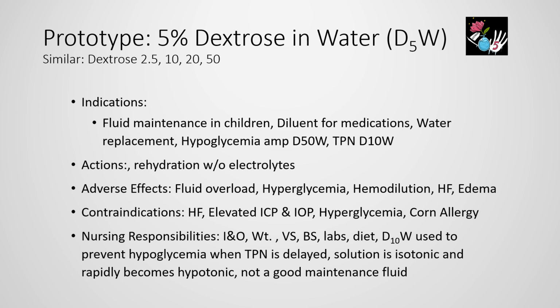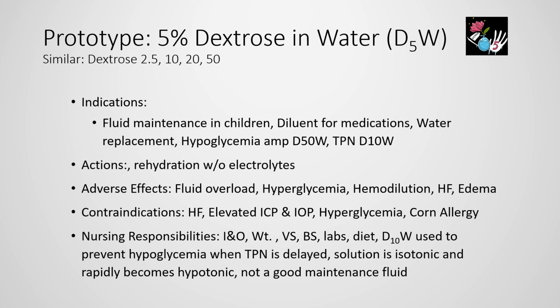As mentioned, the most common reason for using a mini bag of 5% dextrose would be just a diluent for medications. So you inject the medication, say it's an antibiotic, into the D5W, and then you hang it and drip it in. Water replacement, that would be a pretty uncommon reason just to replace water. Usually you're trying to replace water and electrolytes. Remember that D5W is considered isotonic, but it quickly becomes hypotonic in the bloodstream.